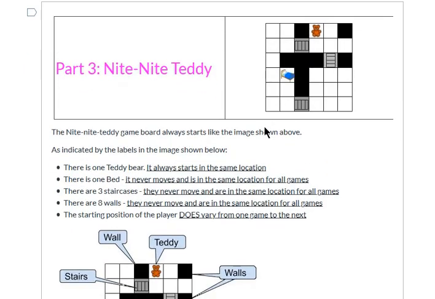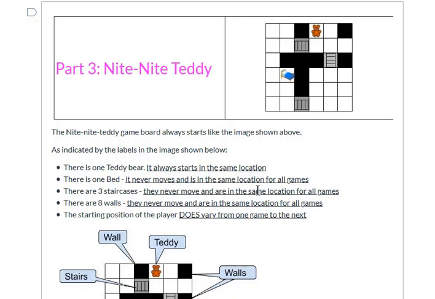Okay, and now we have Night Night Teddy. All right, so the Night Night Teddy game board always starts like the image shown above. As indicated, there is one teddy bear. It always starts in the same location. There's one bed. It never moves, and it's in the same location for all games.